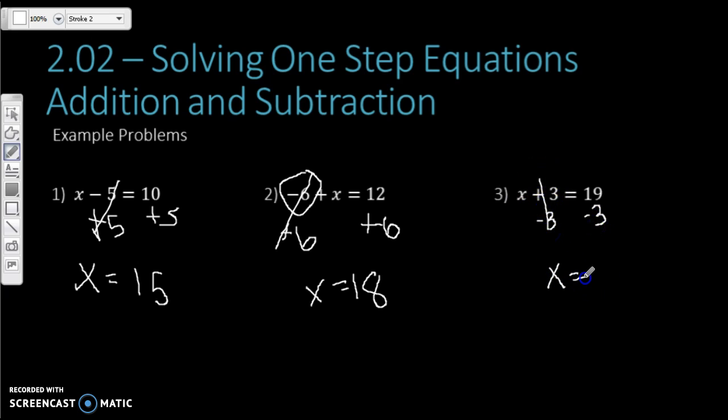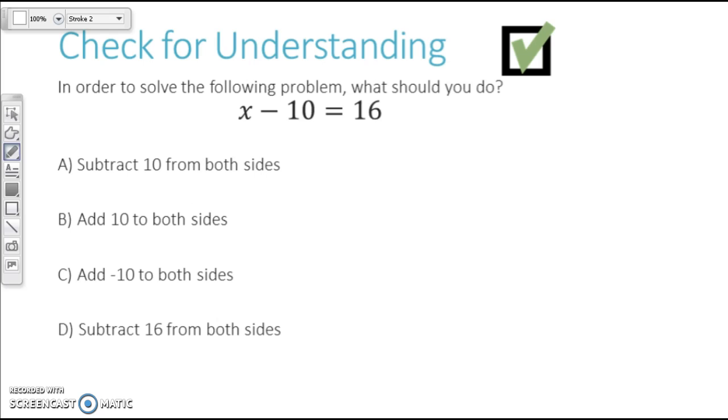X equals 16. All right. Now let's look at this one. So in order to solve the following problem, what should you do? Well, I have a negative 10 here. So we want to think, what's the opposite of minus 10? So the opposite of minus 10 is not subtract 10, so we're going to cross that out.